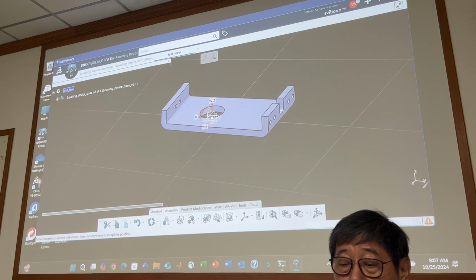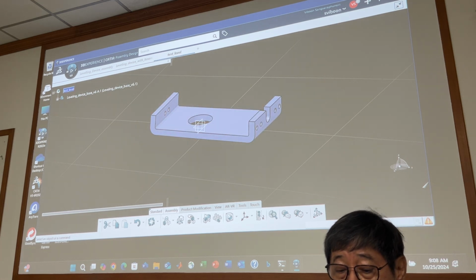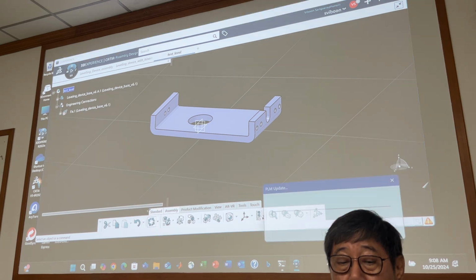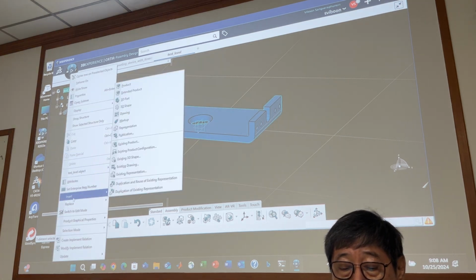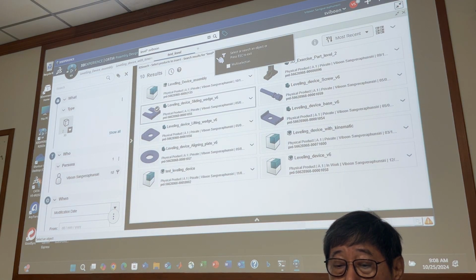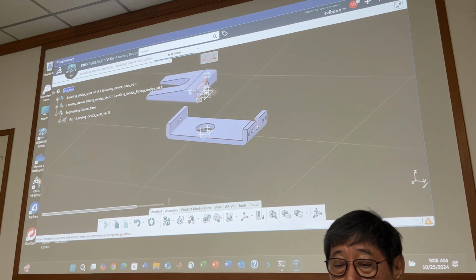And I can fix this one, right? It's better to fix this one. So I fix this one, okay? So we have this base fixed. Next, I bring another one, the sliding wedge, this one. Insert. Sliding wedge, this one, okay? Have this one, right?